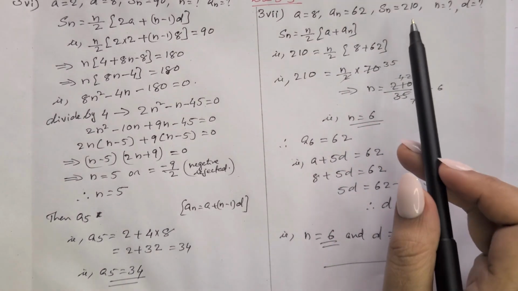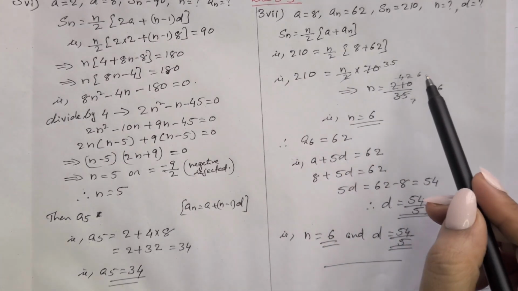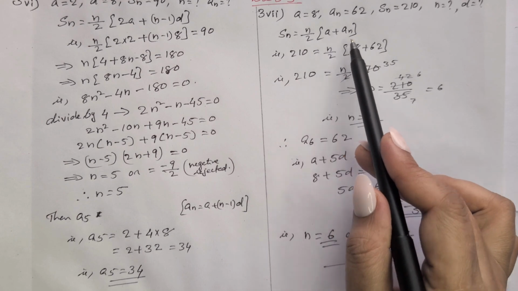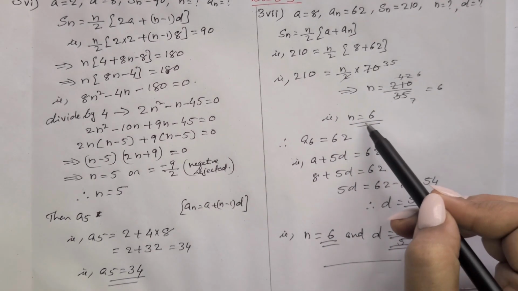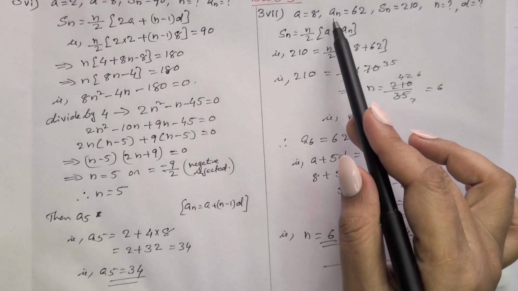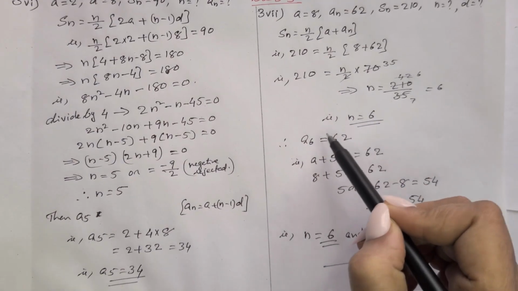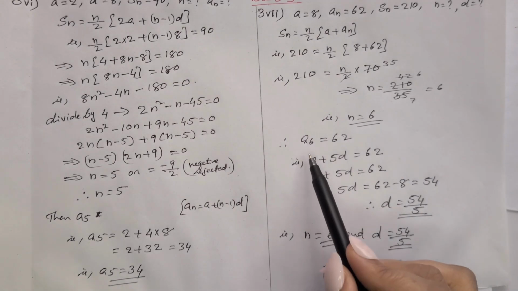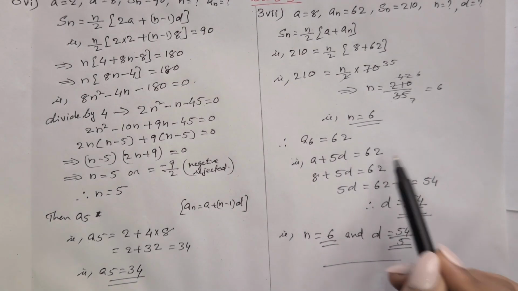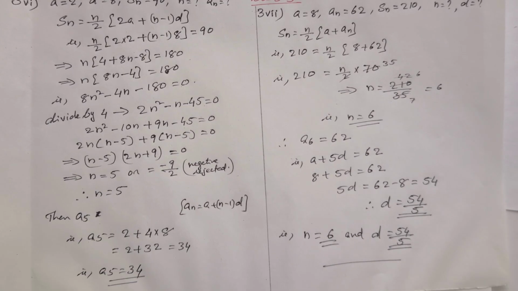Here the seventh question, Sn is given. From that we first find n, using the formula n by 2 into the first term plus the last term. Then we got n is equal to 6. And here it's given an is equal to 62. Now n is equal to 6, so A6 is equal to 62. A6 means a plus 5d, which is equal to 62. From that we will get d. So n is equal to 6 and d is equal to 54 divided by 5.